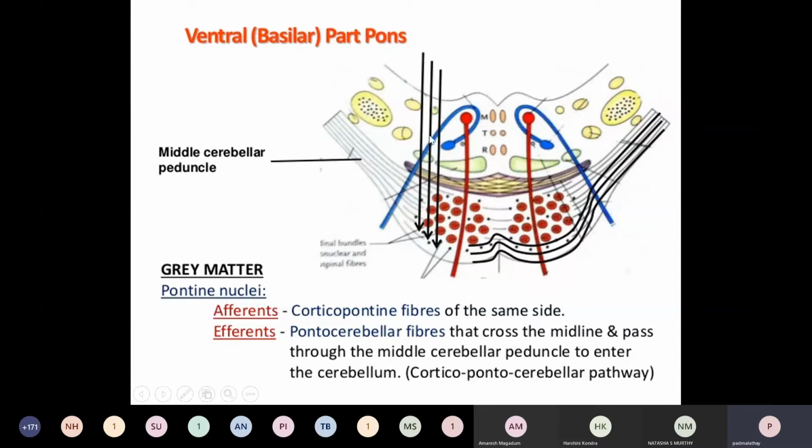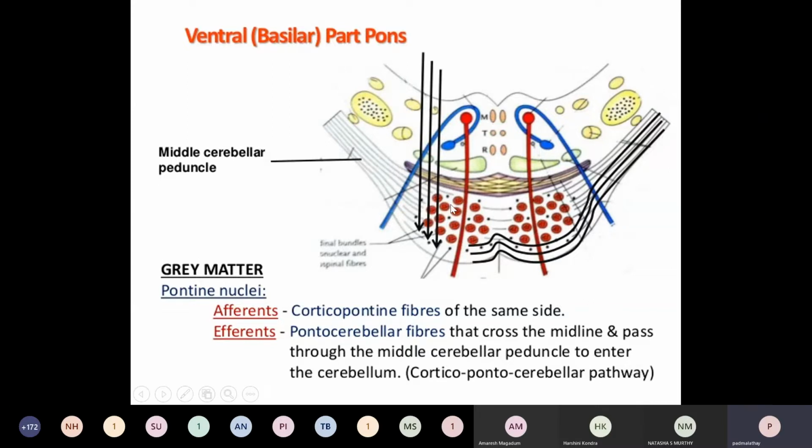This arrow marks, you can see here, represents the fibers running from the cortex, which are called the cortico-pontine fibers. They relay in the pontine nuclei here. Once they relay here, these fibers run transversely towards the middle cerebellar peduncle, forming the transverse fibers. So they are called pontocerebellar fibers. These fibers reach the cerebellum, so they are called pontocerebellar fibers.